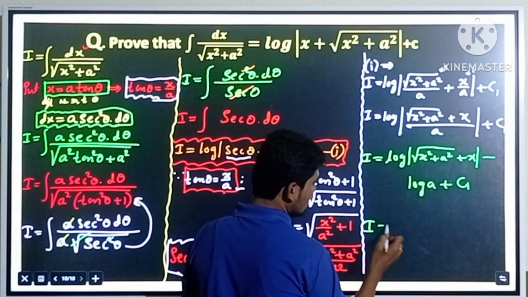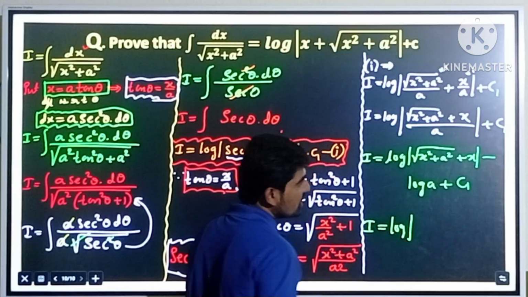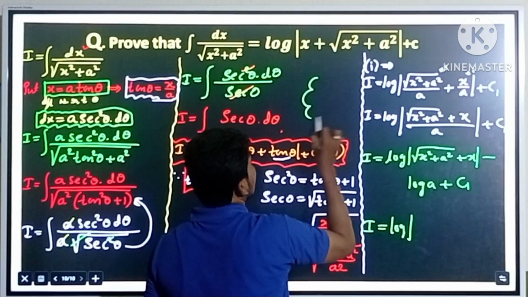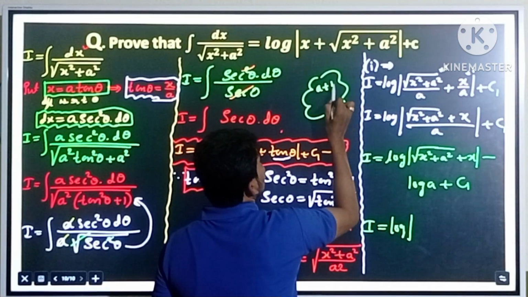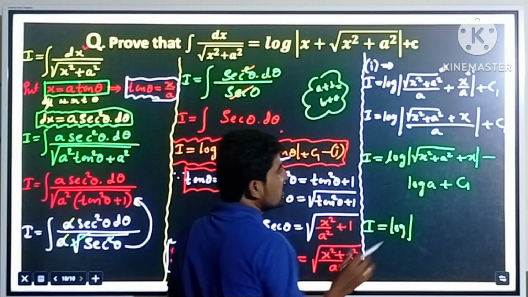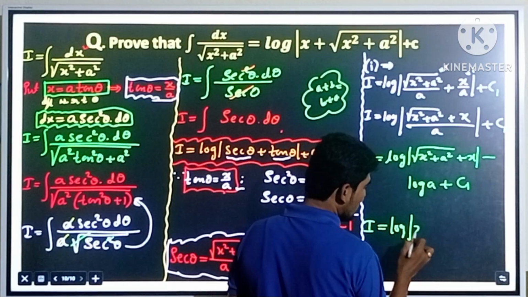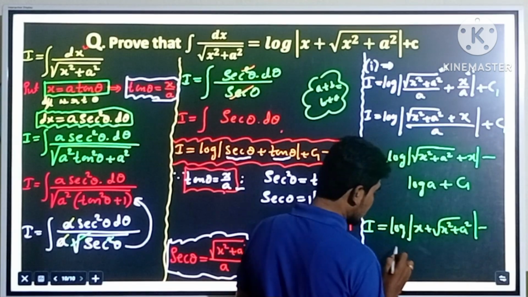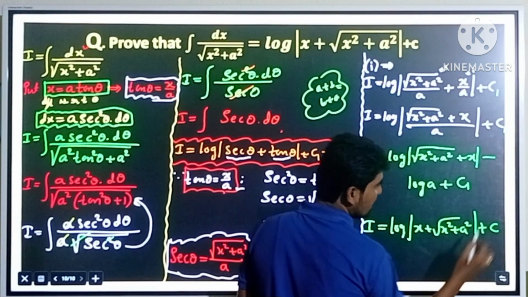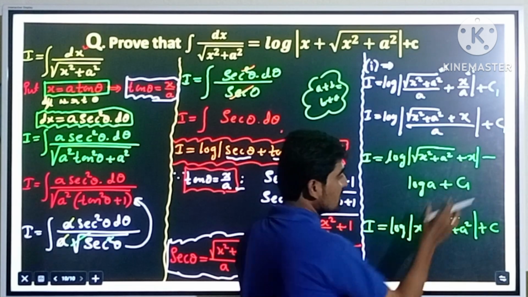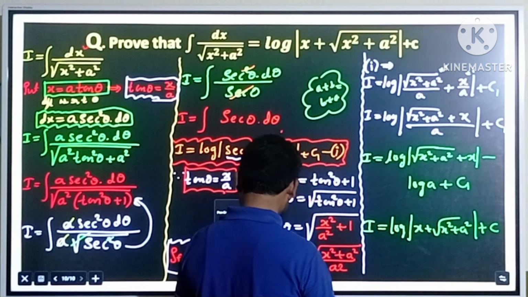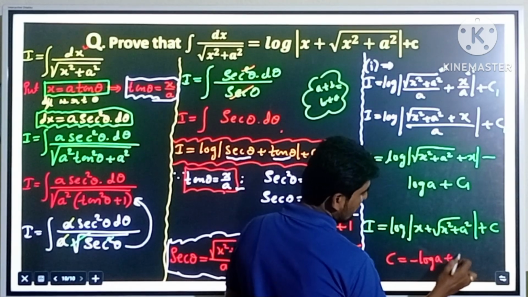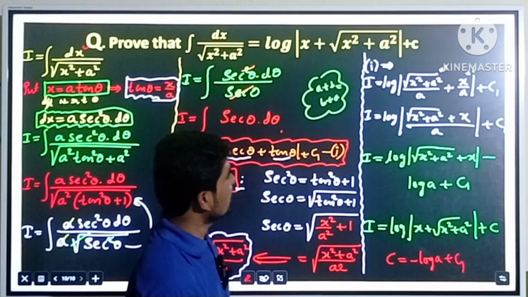Now the final answer: I is equal to log of the numerator, root x square plus a square plus x. I can write this in reverse because a plus b is equal to b plus a. Therefore it can be written as x plus root x square plus a square, minus log a plus c1, replaced by c, because minus log a is also a constant and c1 is also a constant. So I replace c with minus log a plus c1. I hope all of you understood.